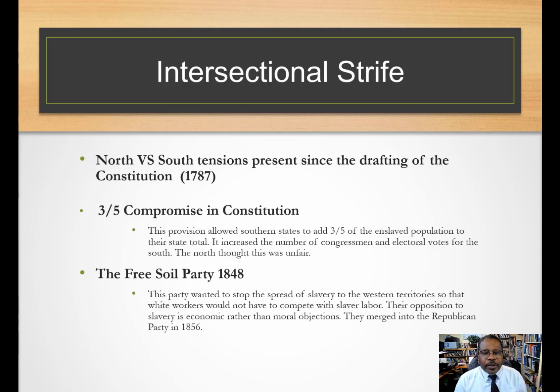Then you see political parties form. This is a third party that's important for you to know about because it didn't last very long, but it was called the Free Soil Party, and this is the 1840s.